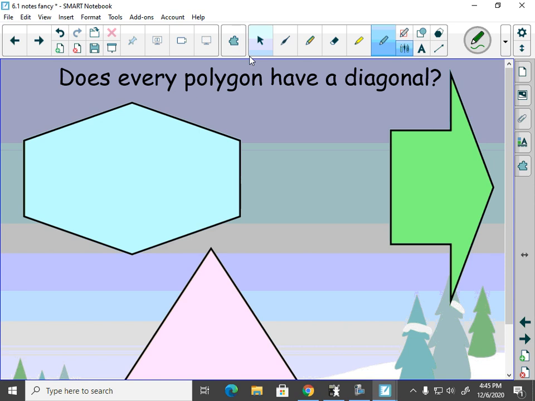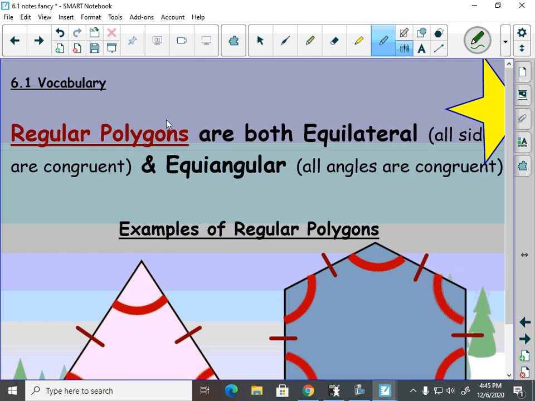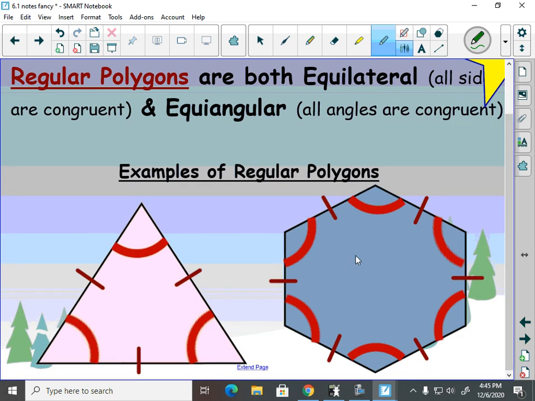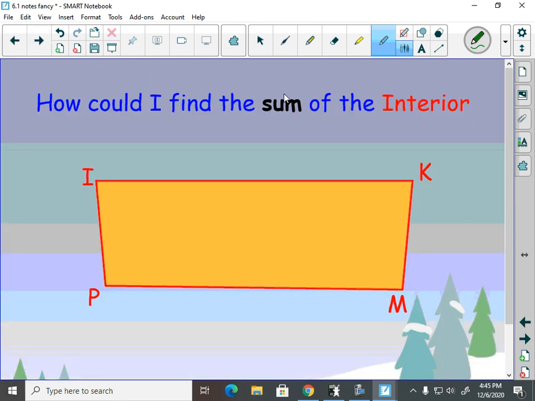Does every polygon have a diagonal? Think about that one. Regular polygons are pretty shapes. This is a regular hexagon. This is a regular triangle. How could I find the sum of the interior angles? We already said it, 360.